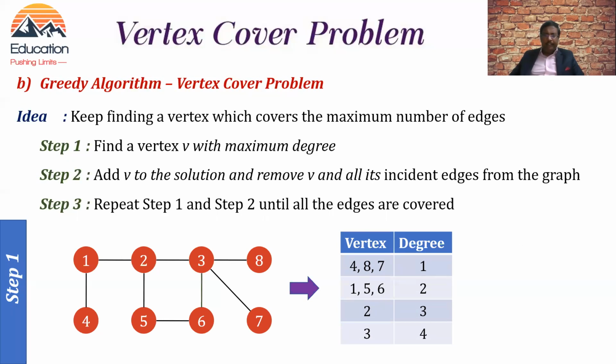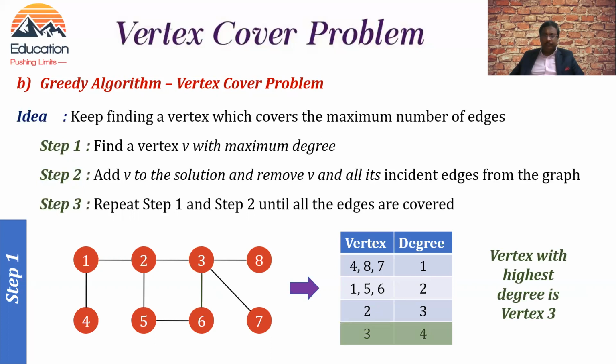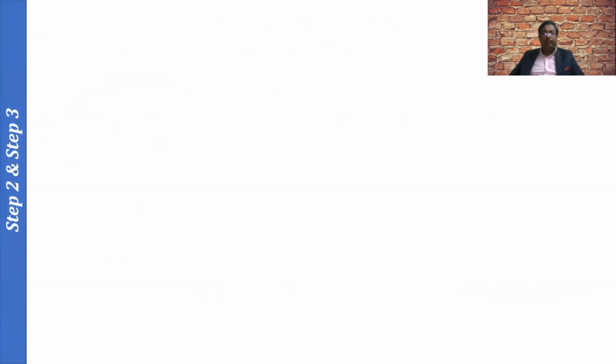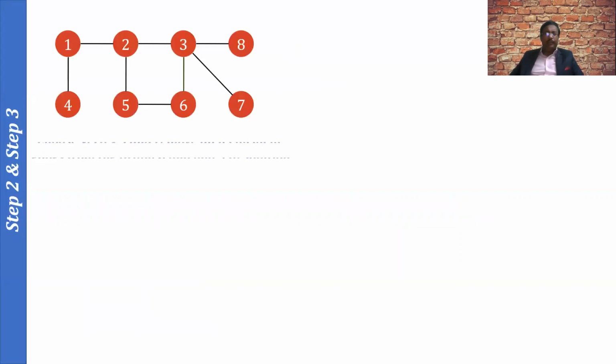For 4, 8 and 7 we have only one edge coming out of it. For 1, 5 and 6 we have 2 edges. For 2 there are 3 edges, and for 3 there are 4 edges. So as per step 1 we have to find a vertex V with maximum degree. The maximum degree here is vertex 3 because there are 4 edges coming out of vertex 3. Then we have to move to step 2. In step 2 and step 3 we are going to complete it in one go. How are we going to do that?